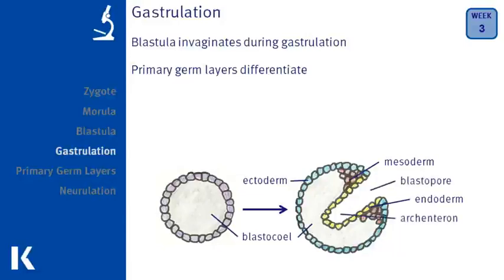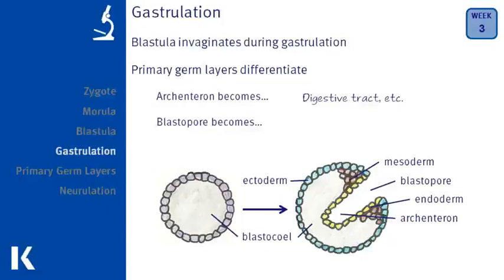The invagination of the blastula creates a tube made of endodermal cells. This forms the lining of the primitive gut. This primitive gut is known as the archenteron, and the opening of the archenteron is called the blastopore. The archenteron will develop into the digestive tract and associated tissues. Humans are deuterostomes, which means that the blastopore will become the anus. In contrast, the blastopore will develop into the mouth for organisms known as protostomes.